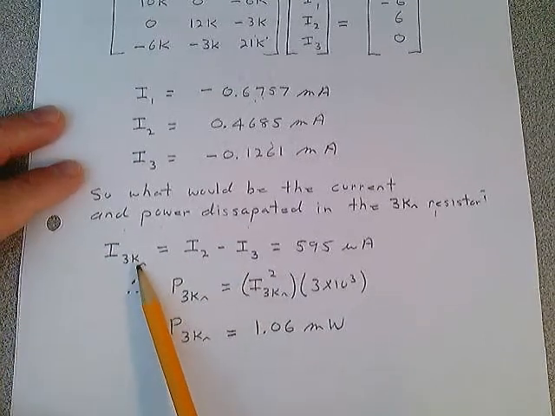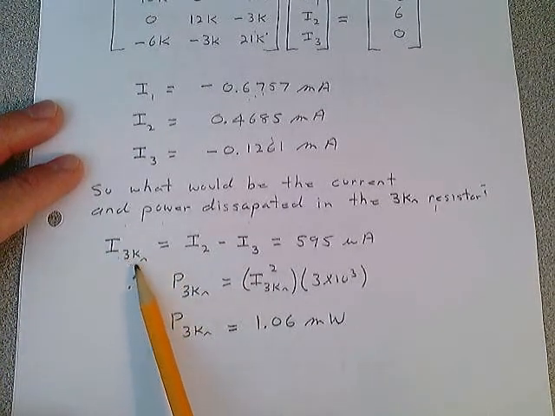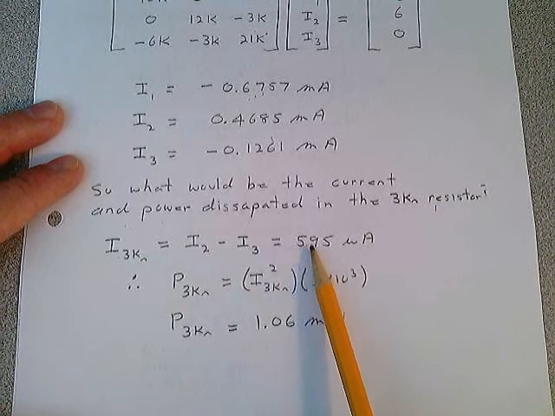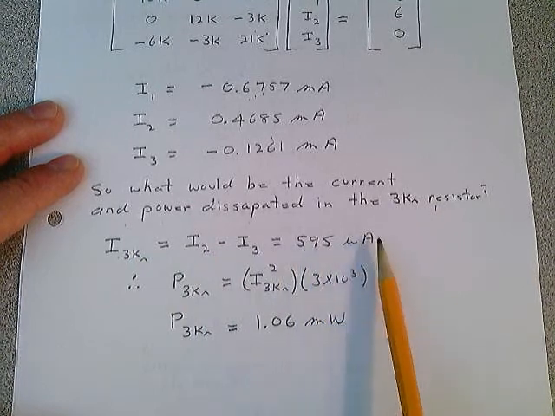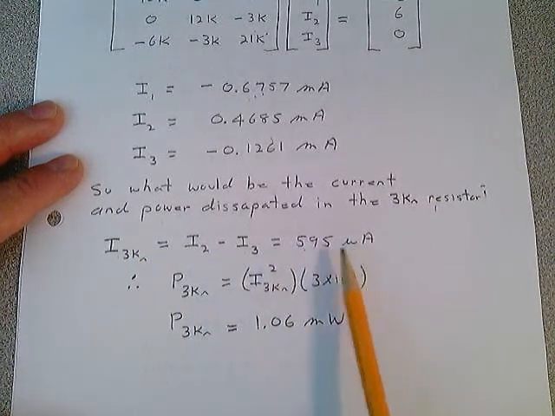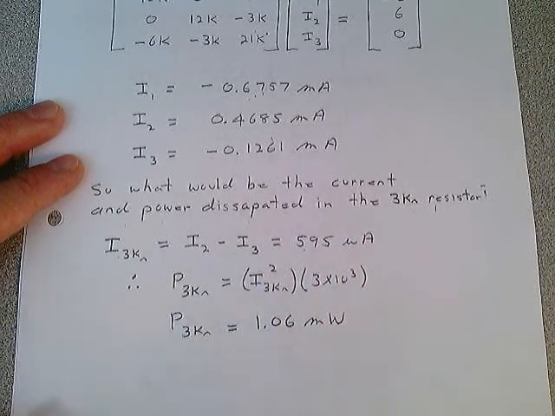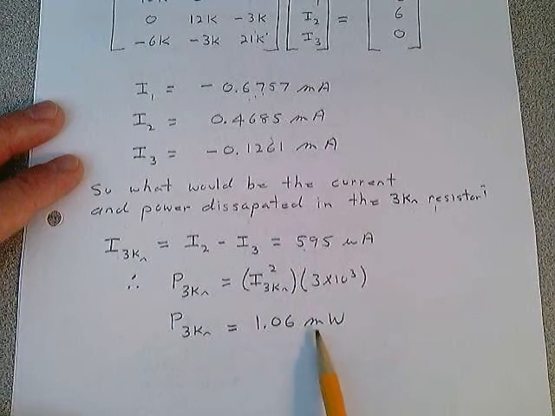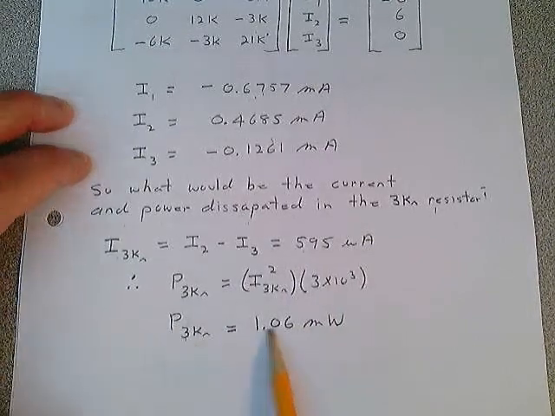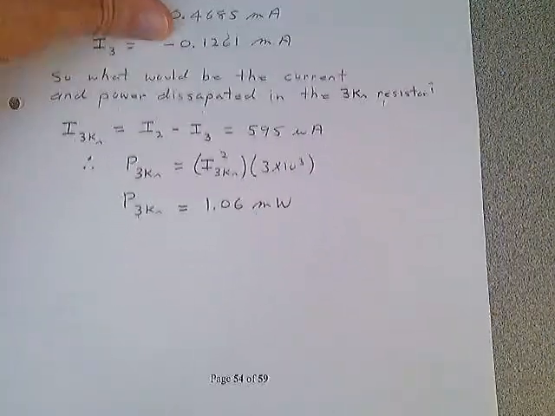If you look at the circuit, you can see that the current through the 3K ohm resistor, I2 minus I3, is 595 microamps. So the power is I squared R. The power is 1.06 milliwatts. The power in that resistor is 1.06 milliwatts.